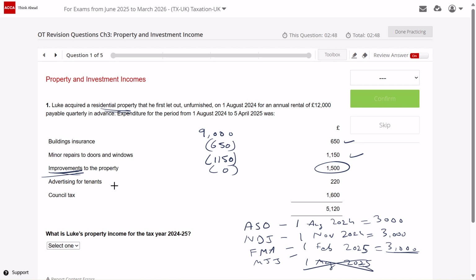Other than that, there are advertisement expense and council tax. So that is 220 and 1600. So that makes it around 9,000 less 650 less 1150 less 220 less 1600. So that is 5850.